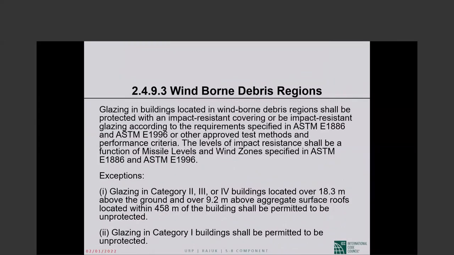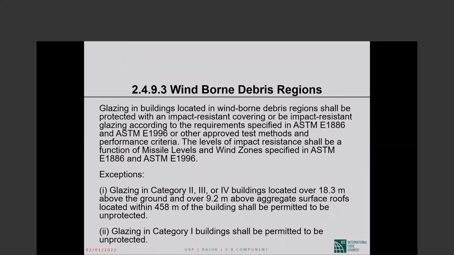Okay, windborne debris region. This, again, I have discussed the definition as well as the fact that glazing on your building, if it is in a windborne debris region, has to be impact resistant or has to have impact resistant covering on it.